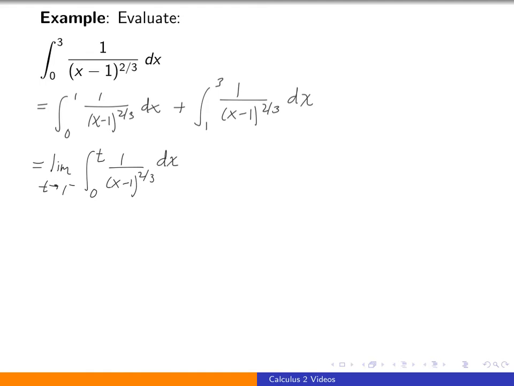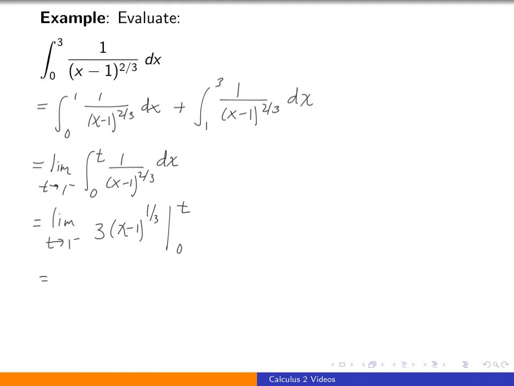The antiderivative of 1 over x minus 1 to the 2/3 is 3 times x minus 1 to the 1/3. So that would be the limit as t approaches 1 from the left of 3 times x minus 1 to the 1/3 from 0 to t. And just to give you the intuition here, remember that having 1 over x minus 1 to the 2/3 is equivalent to x minus 1 to the minus 2/3 power. Minus 2/3 plus 1 gives you the 3 and the 1/3.